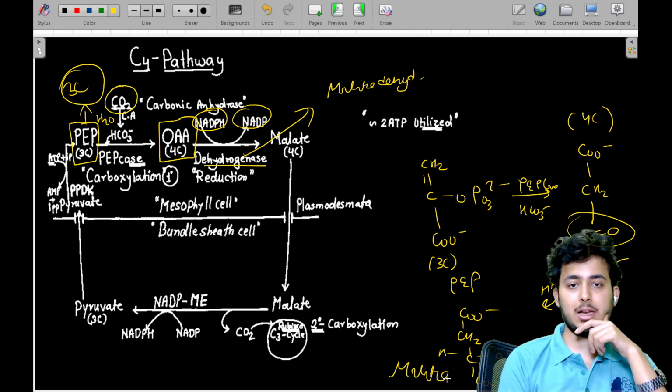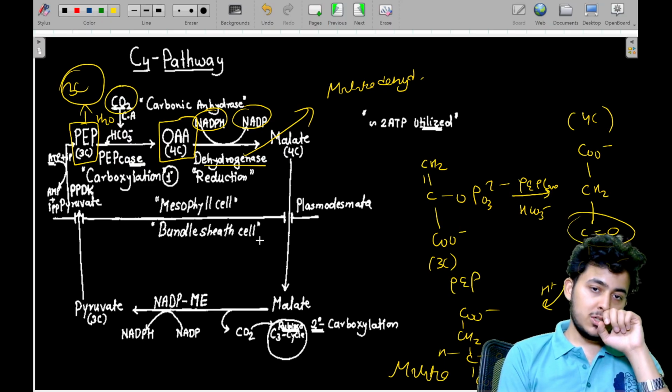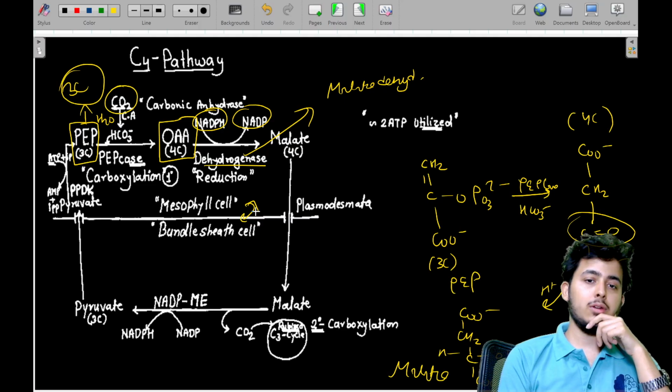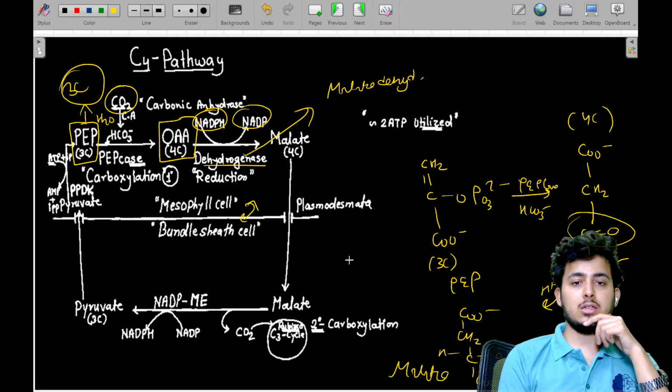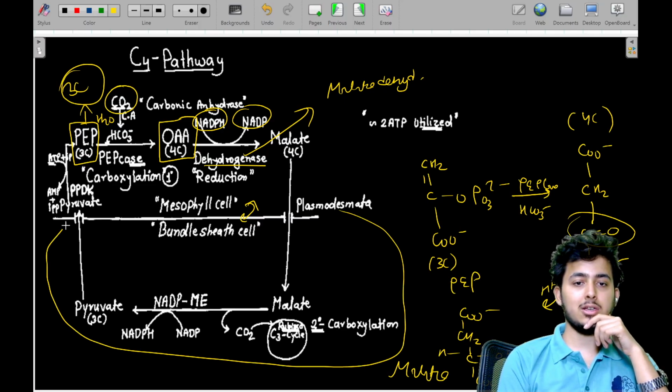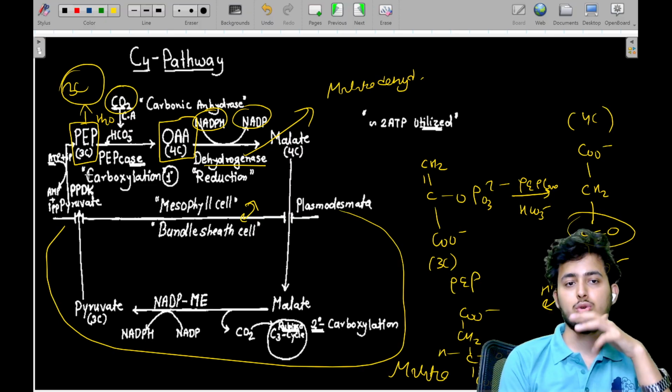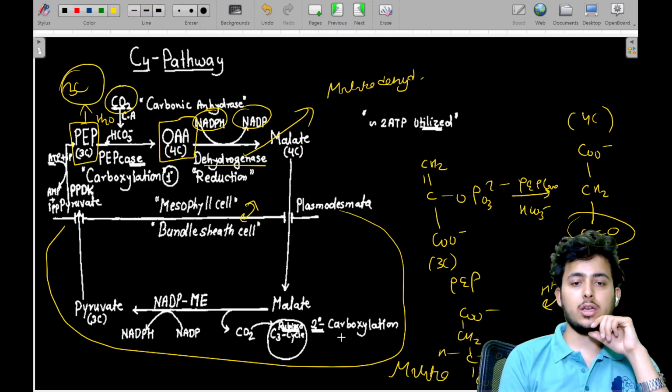Now once you get the malate, that is again a 4 carbon compound, with the help of the plasmodesmatal connections present between the mesophyll cell and the bundle sheath cell, the transport of malate will happen to the bundle sheath cell, and this bundle sheath cell has an impervious layer, so oxygen will never come. Here you had a primary carboxylation where CO2 was added to PEP. Now here you will have secondary carboxylation because this malate will undergo decarboxylation first. It will release the CO2, and once it releases the CO2, it will convert into pyruvate.